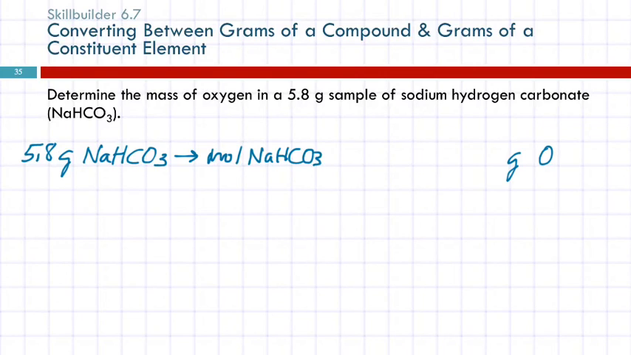And from moles of sodium hydrogen carbonate, we can go to moles of oxygen, and that conversion factor just comes from the formula. We look at the formula. How many oxygens are in one of these? 3. So that's the relationship. And then from moles of oxygen to grams of oxygen, we're going to use the periodic table again. So grams to moles to moles to grams.